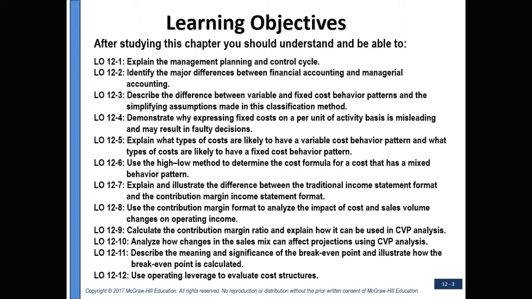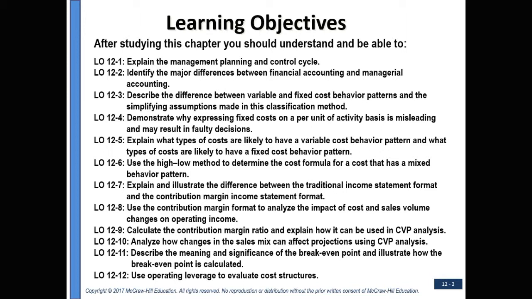result in faulty decisions, explain what types of costs are likely to have a variable cost behavior, what types of costs are likely to have a fixed cost behavior, use the high-low method to determine the cost formula for a cost that has a mixed behavior, explain and illustrate the difference between the traditional income statement format and the contribution margin income statement format.